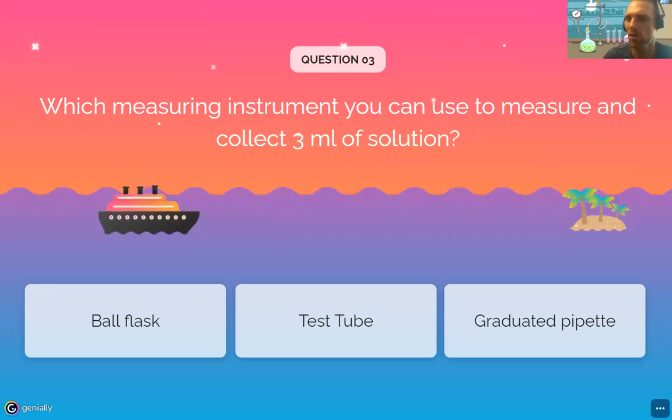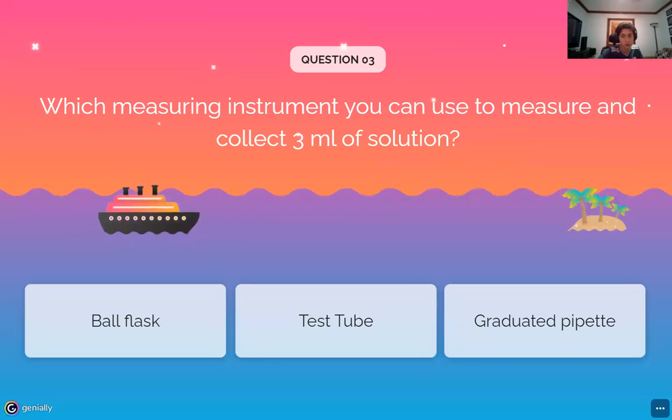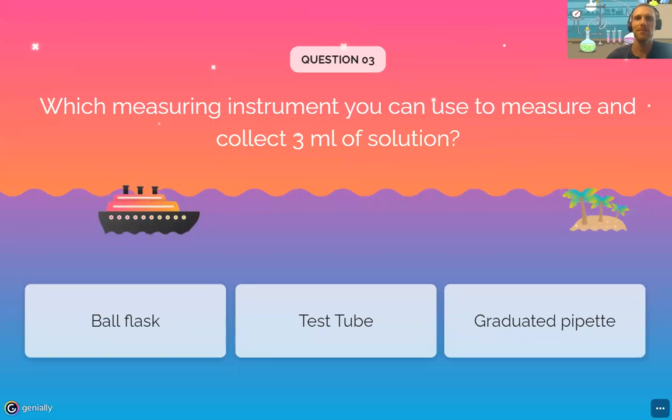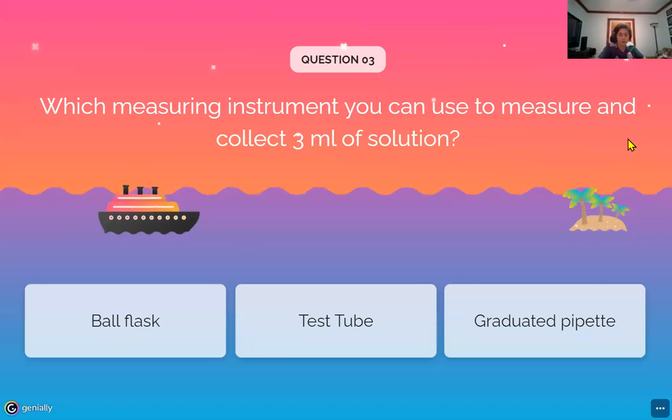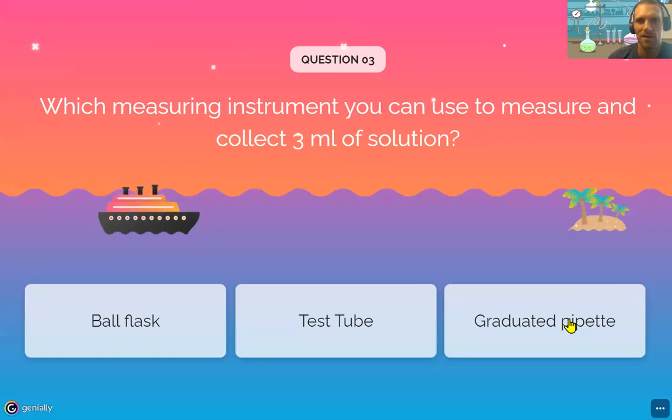So what would you use, Gustavo? What do you think? 3 milliliters is a small amount, so you need something small to measure this. Go ahead, Gustavo. You have 50-50. Okay, Gustavo is not listening. Luna, what do you think it is? A graduated pipette. Yeah, exactly. This is small enough to do this. It's accurate enough, in fact, to do these small quantities.